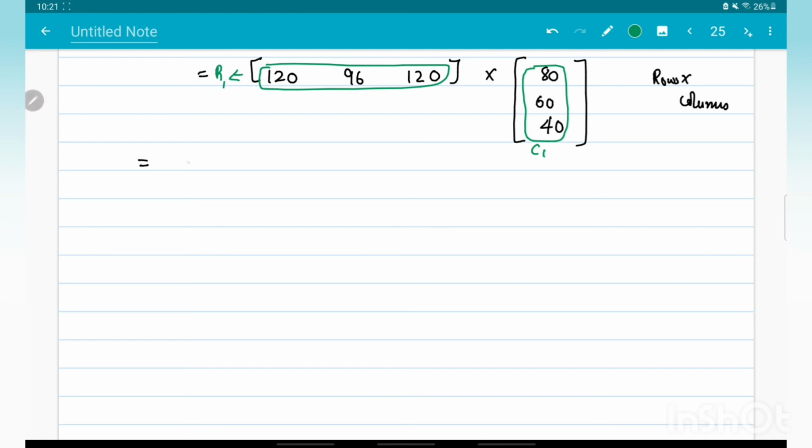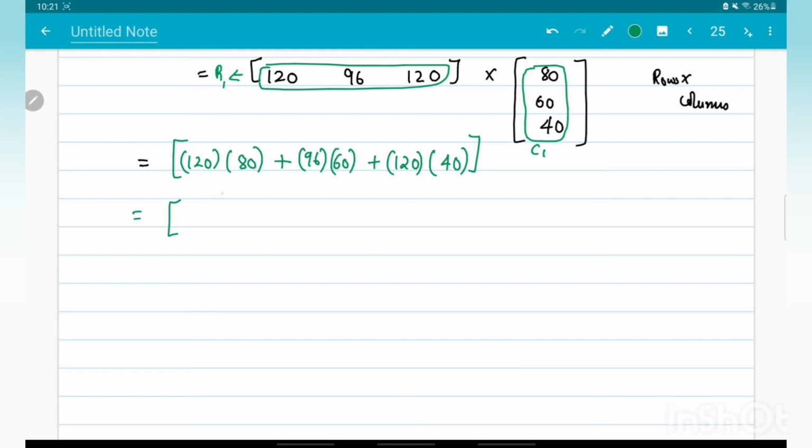So the first element of this row is 120. This will be multiplied with the first element of that column, which is 80. Then a plus symbol, because they all belong to the single row or the single column. If they had belonged to different rows or different columns, then we would have written them separately. Since they are all in one row and one column, we put this plus symbol. Okay, then the second element is 96, and the second element of the column is 60. Then, put a plus symbol, the third element of that row is 120 and the third element of the column is 40. This is one matrix which has got only one element.